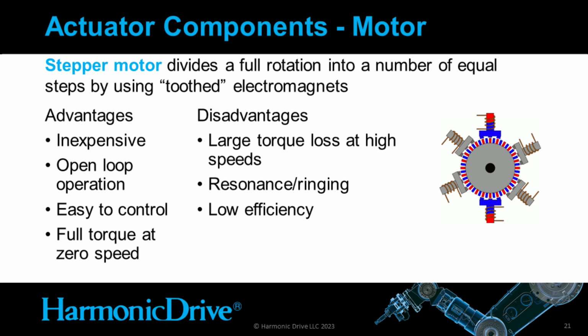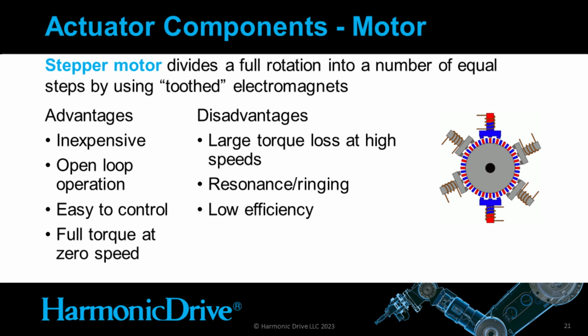Next up, we have stepper motors. A stepper motor divides a full rotation into a number of equal steps by using toothed electromagnets. You can see on the right here that as the coils are energized, the rotor moves one increment at a time as it's attracted to the next coil through its teeth.